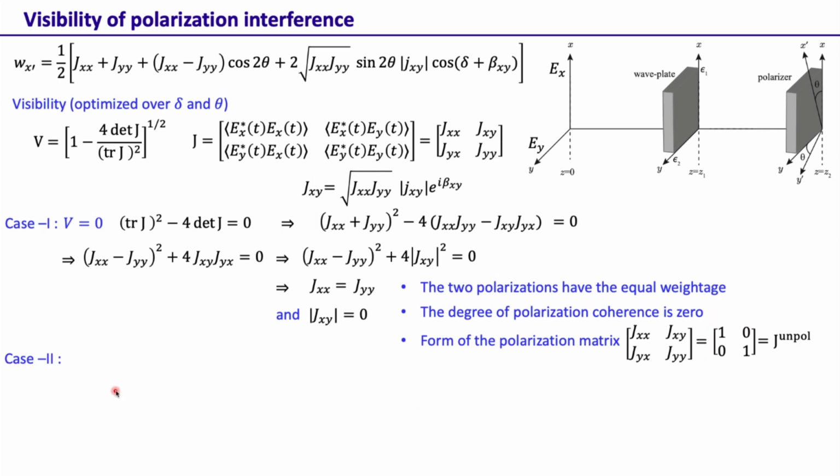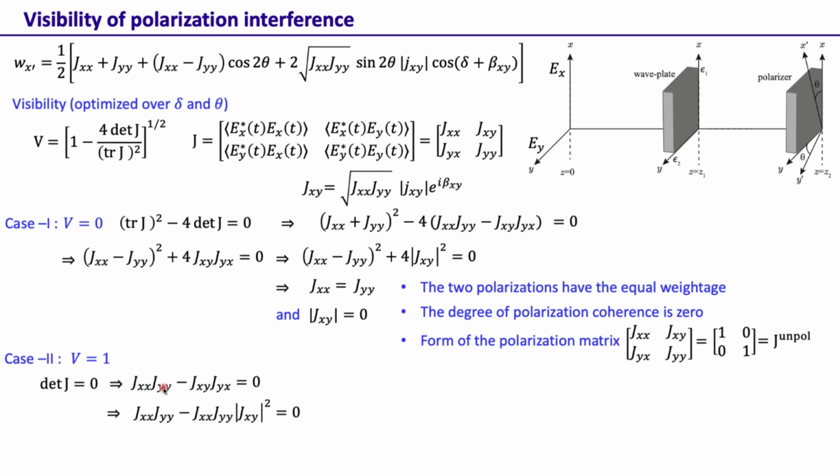Let's look at the other extreme case, where the visibility is equal to 1. So if the visibility is equal to 1, this whole thing is equal to 1, and the only way that this can be 1 is when this term is 0. This term can be 0 only when the determinant is 0. So visibility equal to 1 means the determinant of J is equal to 0, and this implies that jxx jyy minus jxy jyx, this quantity, is equal to 0.